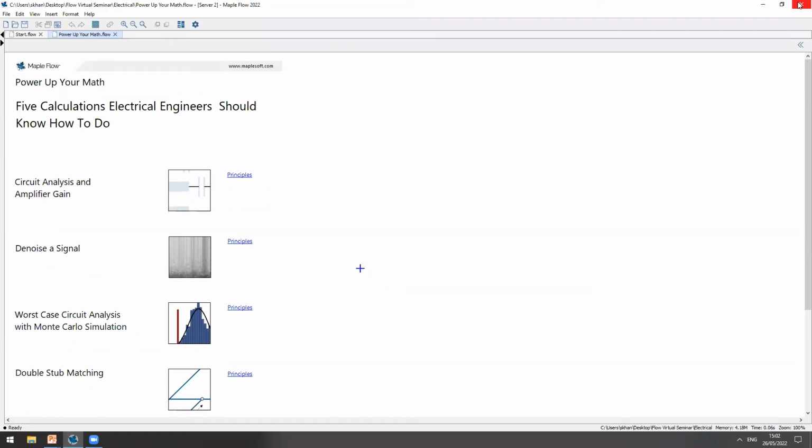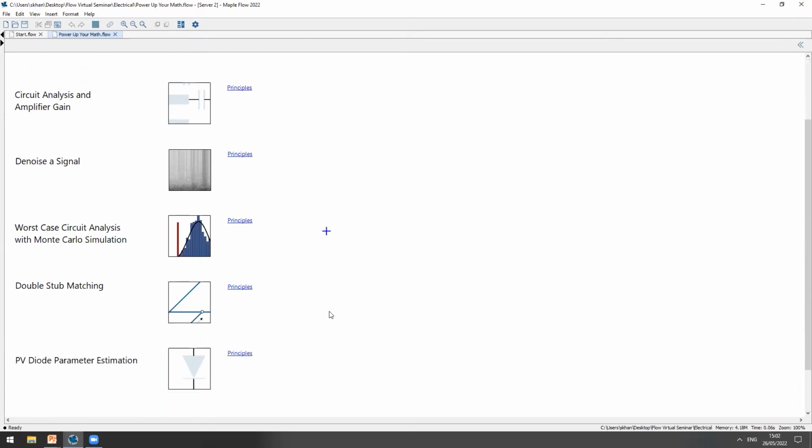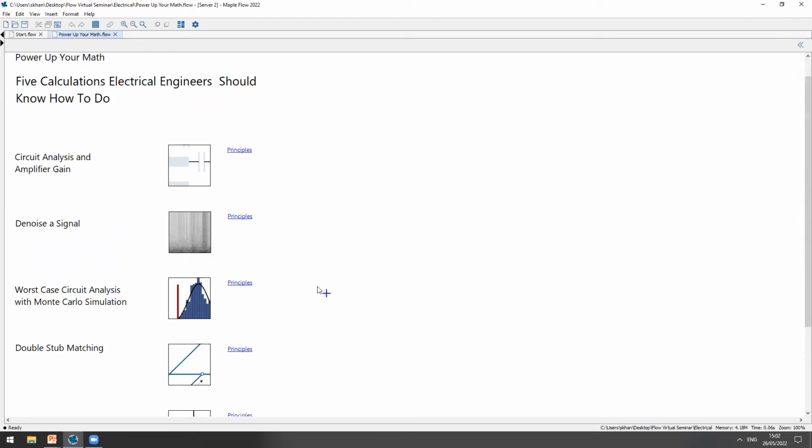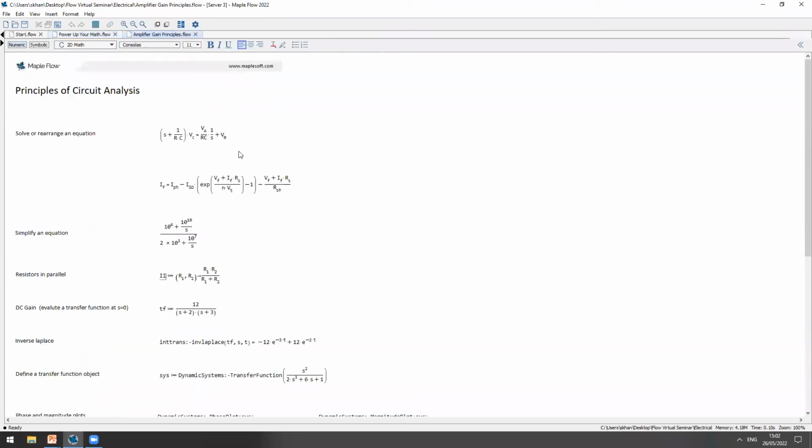So the calculations that we're looking at today are circuit analysis and amplifier gain, denoising a signal, worst case circuit analysis with Monte Carlo simulation, double stub matching, and parameter estimation for a photovoltaic diode. Let's start off with some circuit analysis. Let's talk about some principles first, some relevant Maple commands.